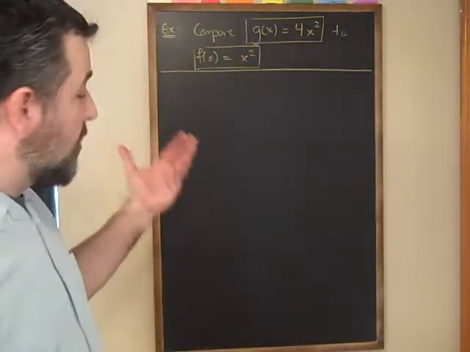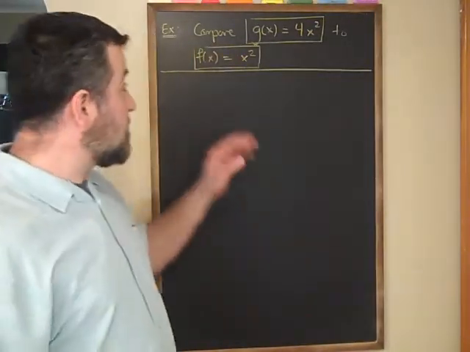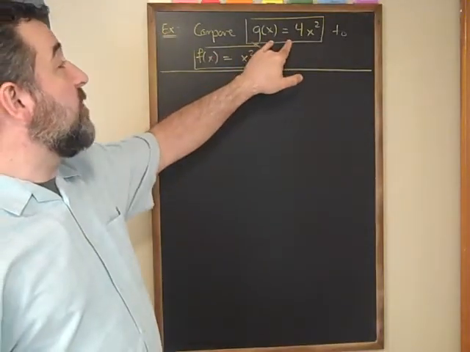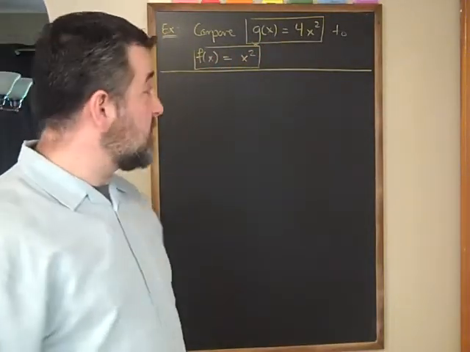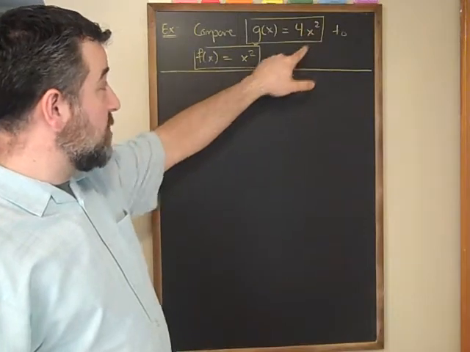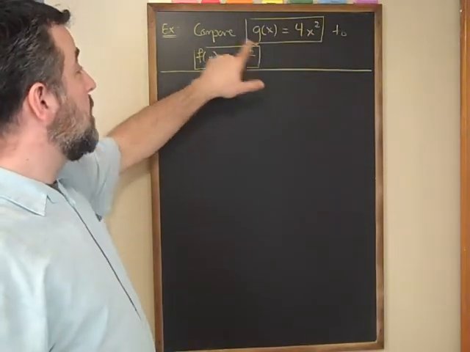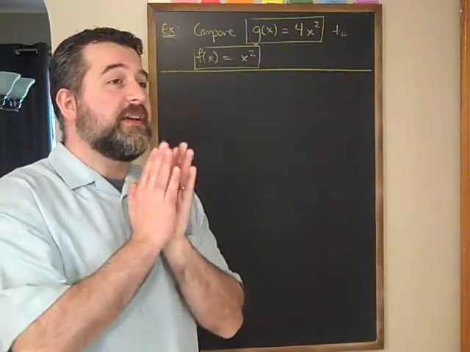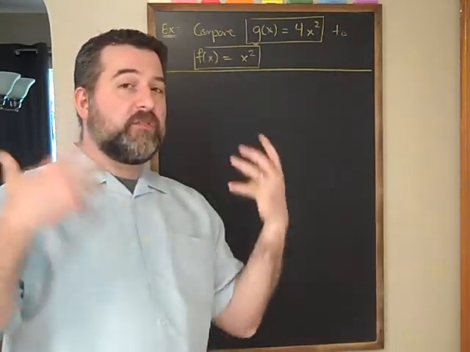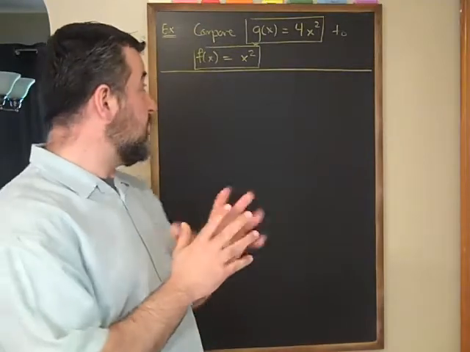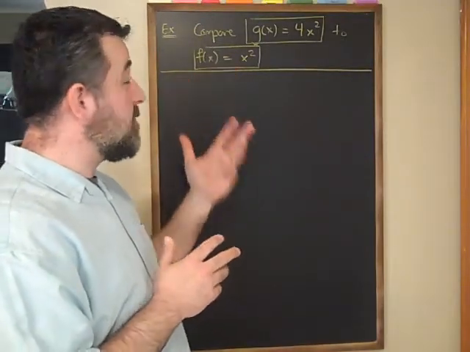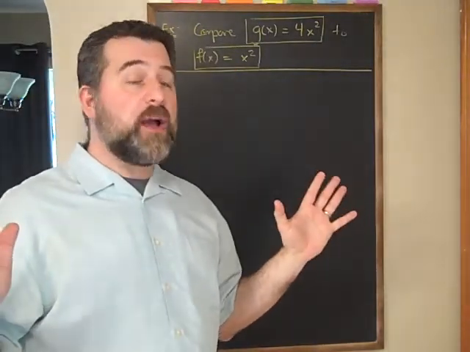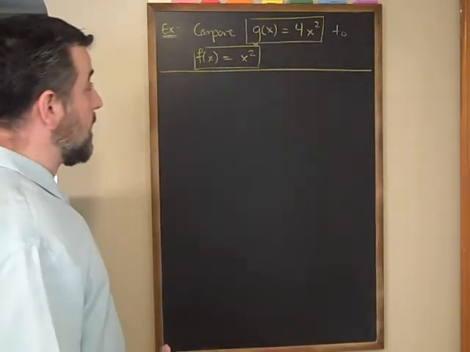So, our first example problem in this lesson asks us to compare the graph of g of x to the graph of f of x. And g of x is 4x squared and f of x is x squared. This function f of x equals x squared is referred to as the basic standard parabola. If people ask you what is the shape of that, you would say it's your general parabola shape. That's what it's going to be.